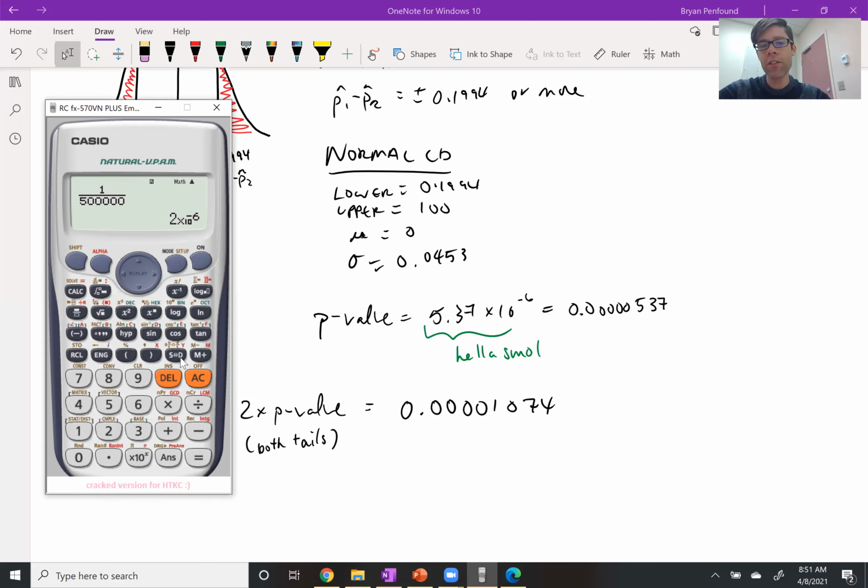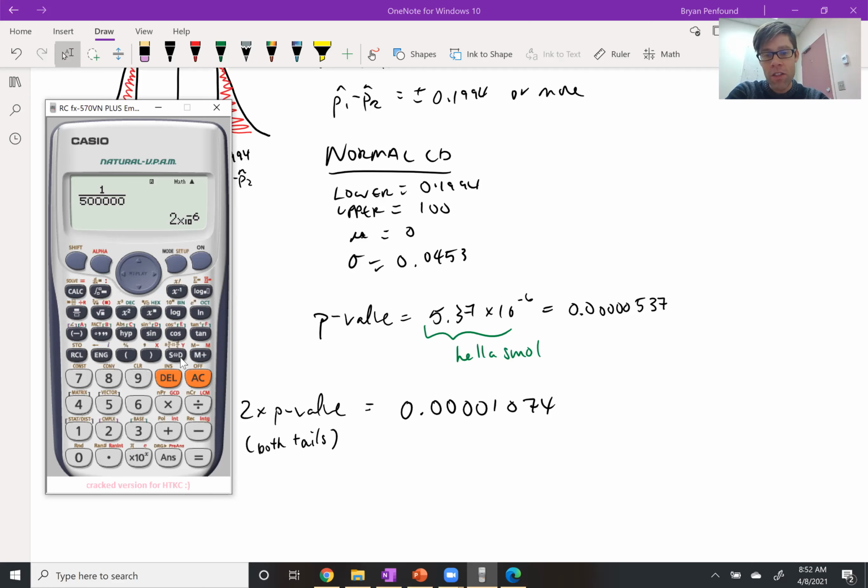But still, hopefully that gives you an appreciation for just how far away, essentially, this cutoff number is from the center. This cutoff number of 0.1994 is so far away that we're almost as likely to get struck by lightning as getting this cutoff number.